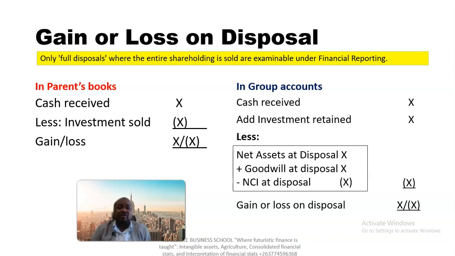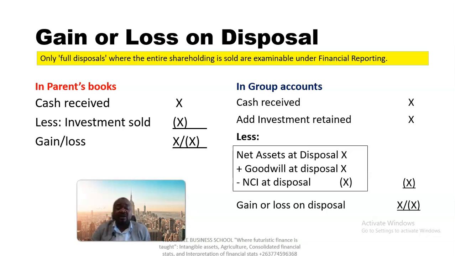So as you can see on the screen there, we've got two instances when we will be required to calculate the profit or loss on disposal. Sometimes the examiner might ask you to calculate the loss or gain on disposal to record that transaction in the parent's records or in the group's accounts. So you should be able to compute both figures.